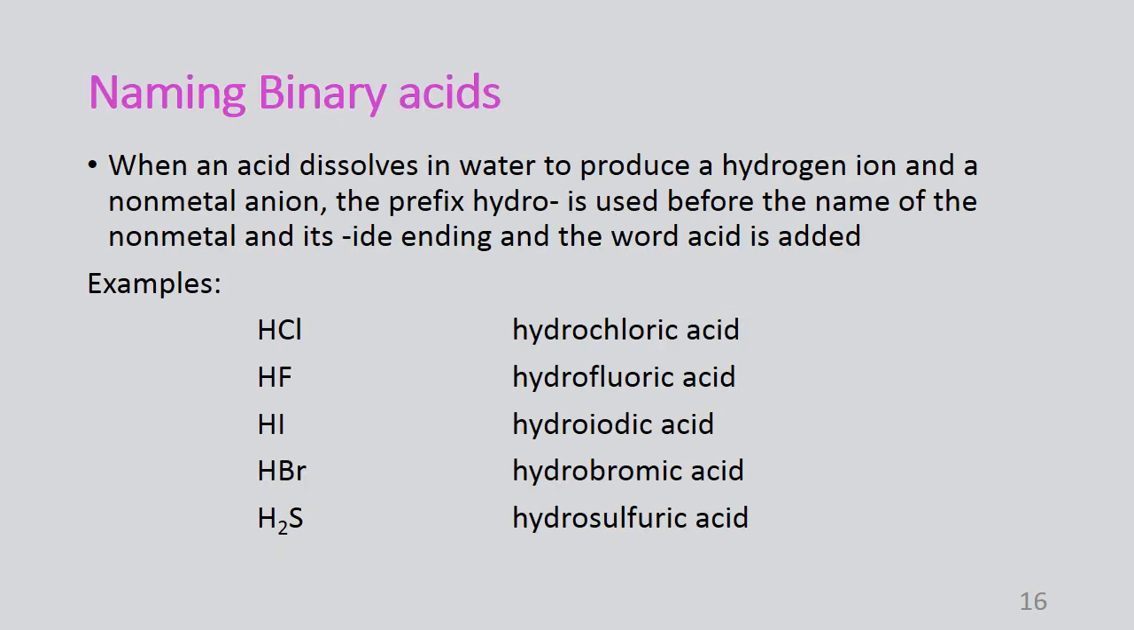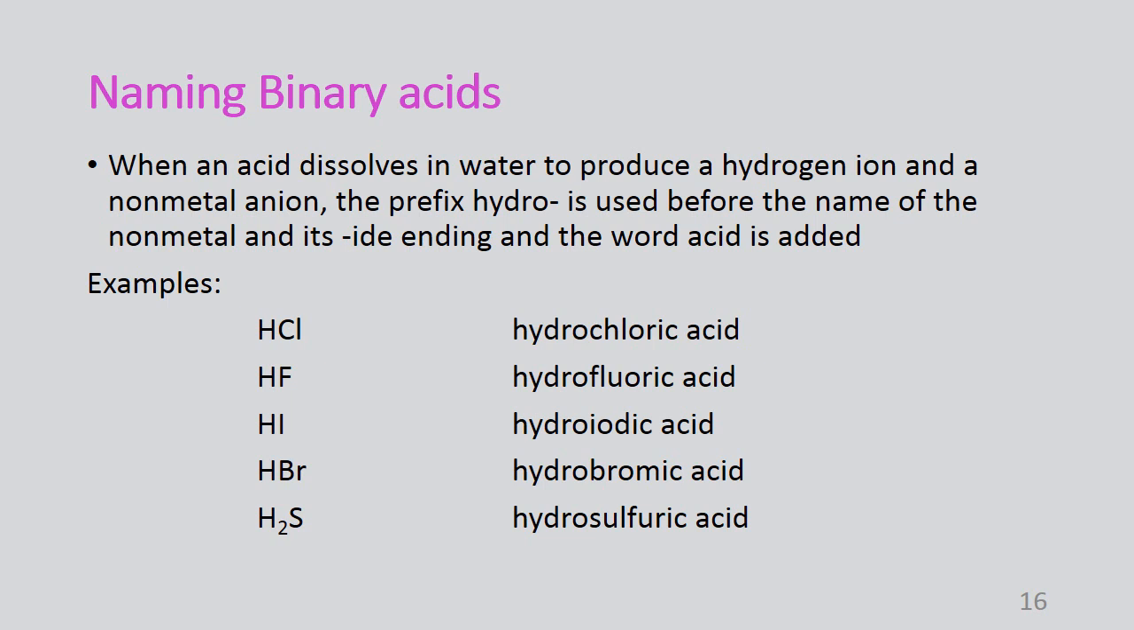So let's just talk a little bit about naming acids. A binary acid is just an acid where you've got one element along with the hydrogen. So these are some examples of binary acids. HCl, when we learned in the naming system before, was hydrogen chloride, or HF was hydrogen fluoride. Now, when they become acids, what that means is they're dissolved in water, and so the name gets changed.